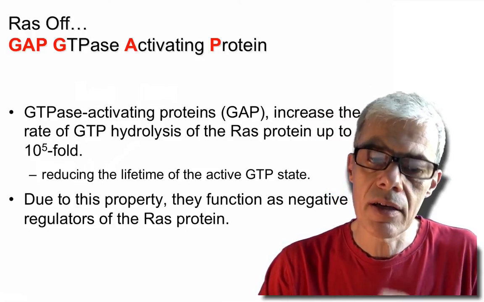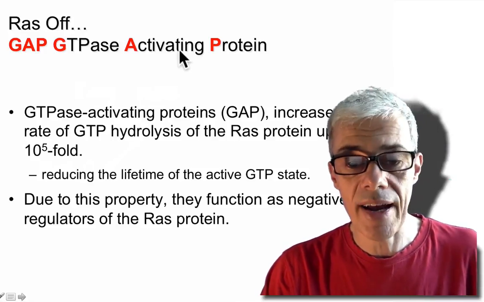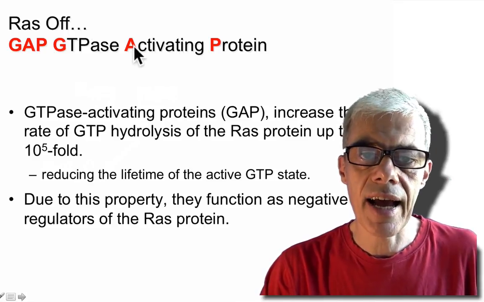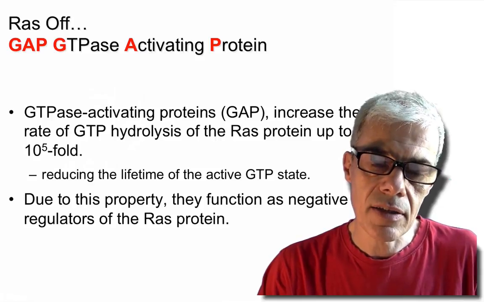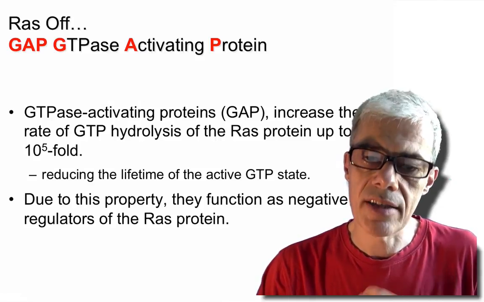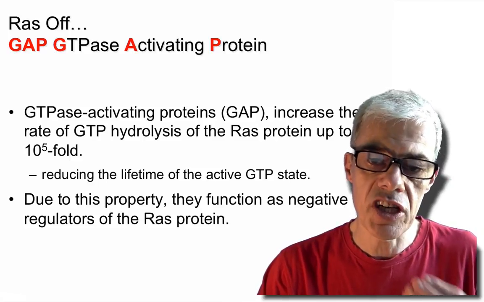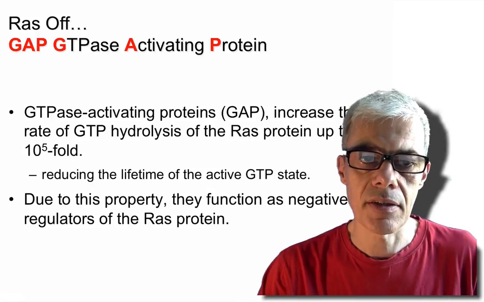If you think about it, it's logical. If you just associate the word activating with Hras, then you're going to get confused. So the GTPase activating protein activates the GTPase, which turns off Hras signaling because the GTP is converted to GDP, leading to an inactive Hras.